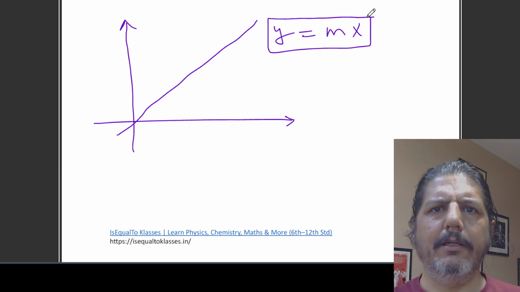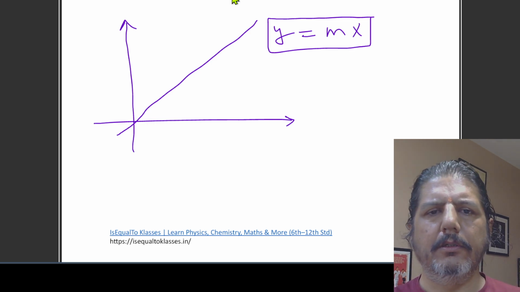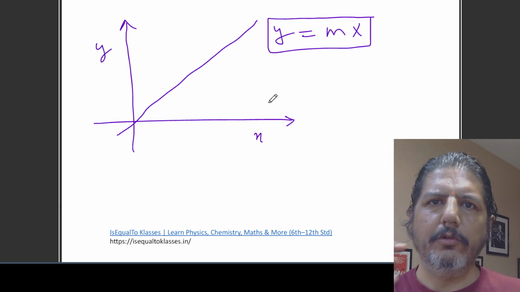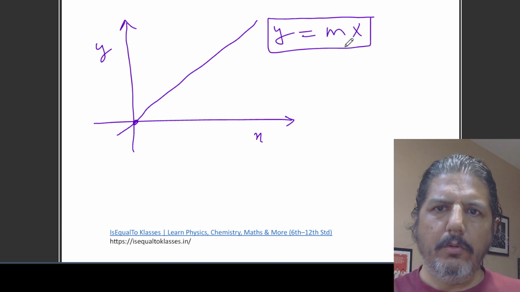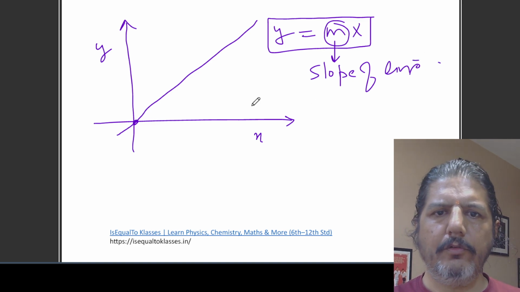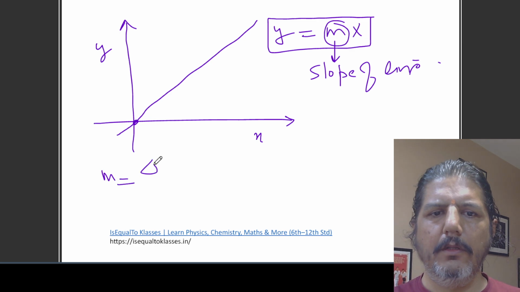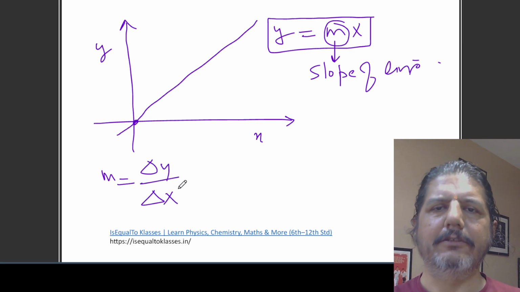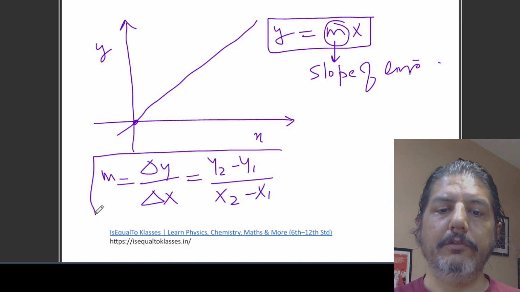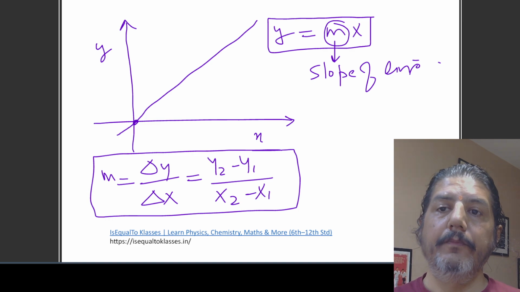I'm giving a bit of mathematical background, you might know it. Even if you don't know it, you can just review the concepts. So y is equal to mx is the equation of a line which passes through the origin. Now this m is called the slope of the line. And how do we find slope? The formula of slope is delta y by delta x, that is y2 minus y1 upon x2 minus x1.